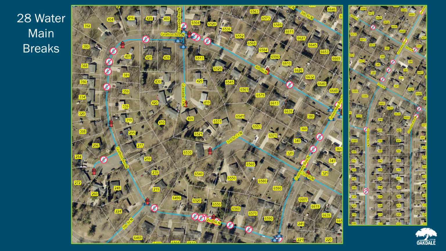This is a map of the neighborhood showing the water main breaks that have occurred over the last 30 years. There have been 28 total breaks in this area, 18 of which were on 2nd Street, Grafton, and 4th, and 10 of them on Greenway Avenue from Hudson Boulevard to 7th Street. There have been no water main breaks on 3rd Street Court.